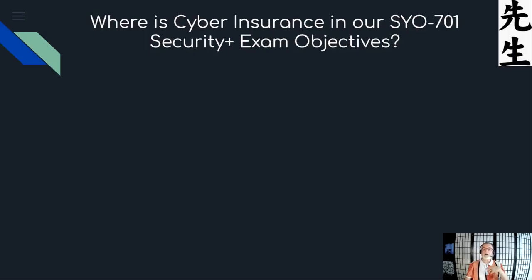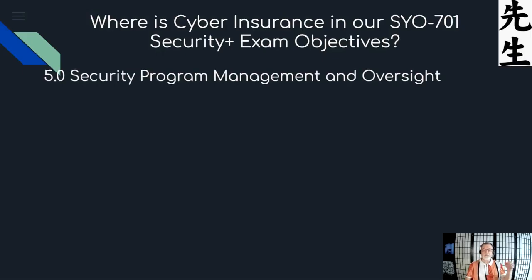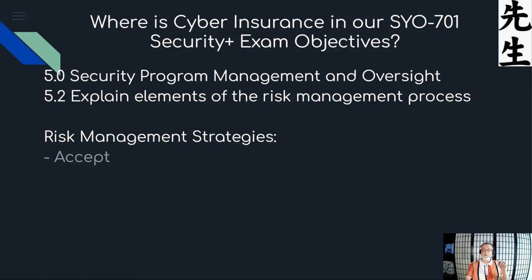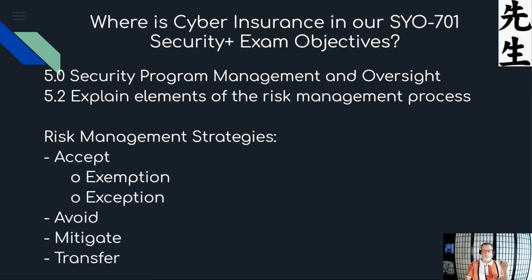So how does this tie into our career field? If you're using your Security Plus study guide, in the exam objectives under 5.0, which is Security Program Management and Oversight, is a section that says explain elements of the risk management process. Some of the strategies for risk management are here at the bottom. I'm not going to go through them, but these are the risk management strategies that are in your study guide. And you're supposed to be able to describe what each one of them does.